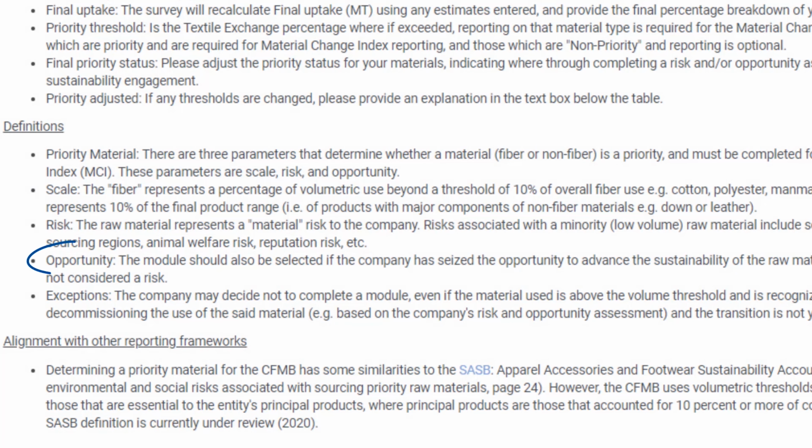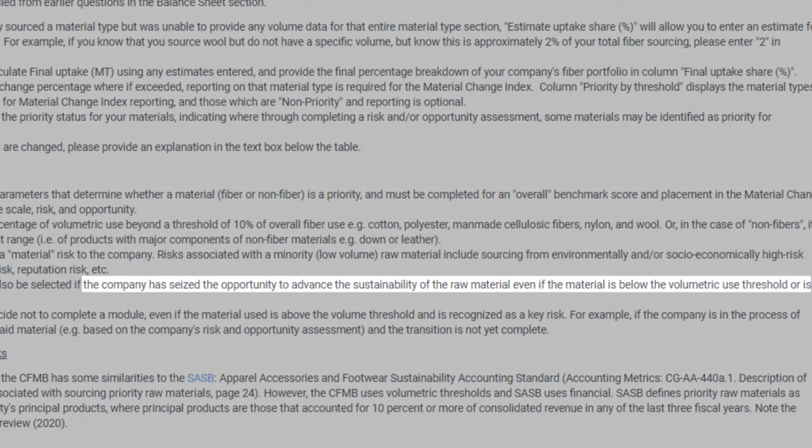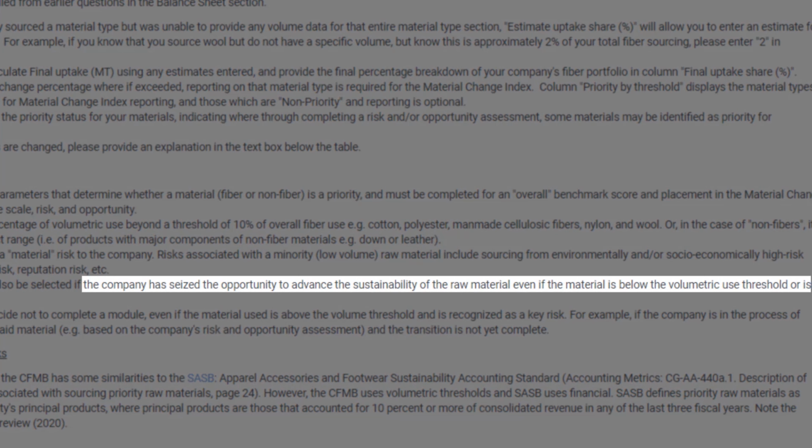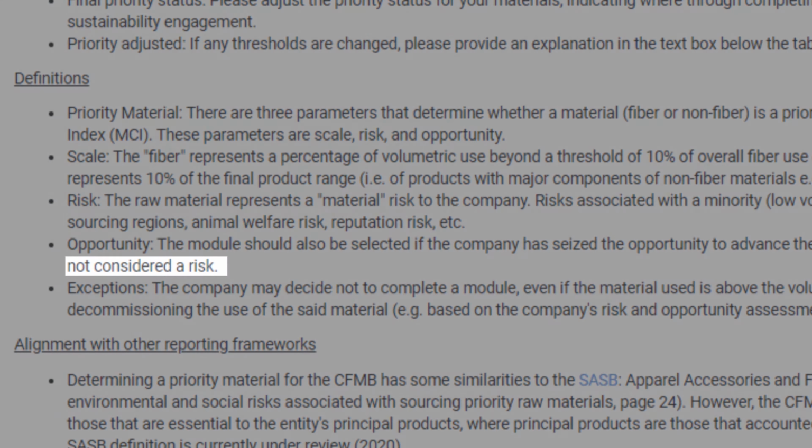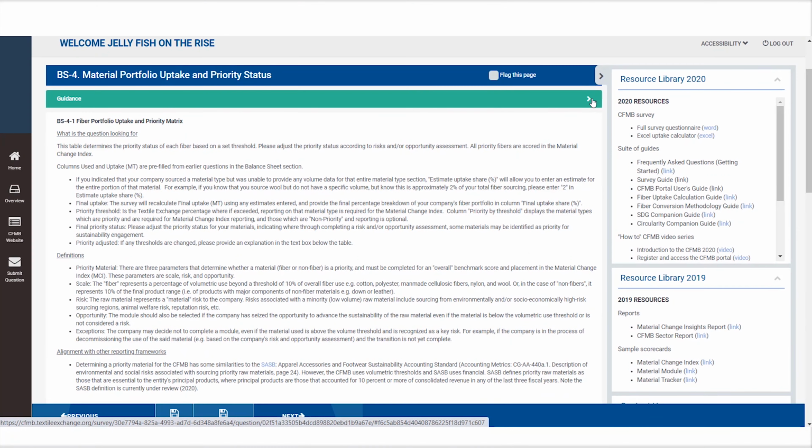The last parameter is opportunity. If a material type is priority based on opportunity, a company has seized the opportunity to advance the sustainability of the raw material, even if the material is below the volumetric use threshold or is not considered a significant risk.